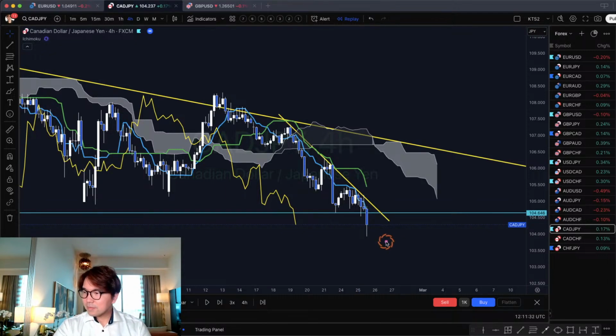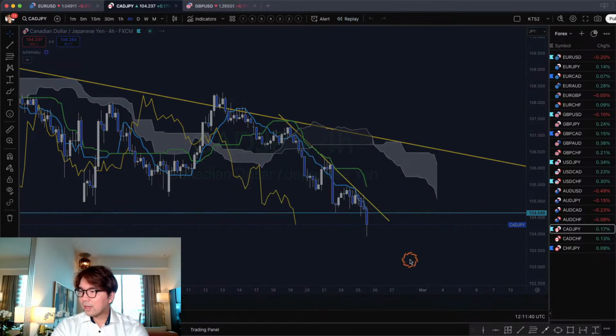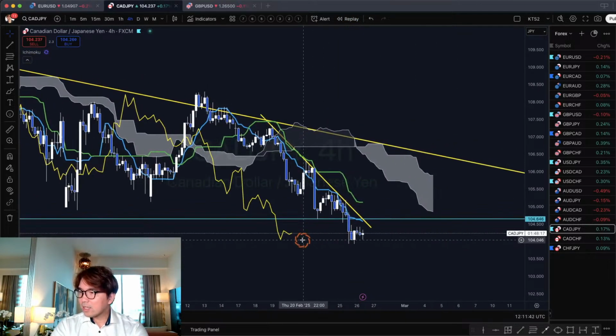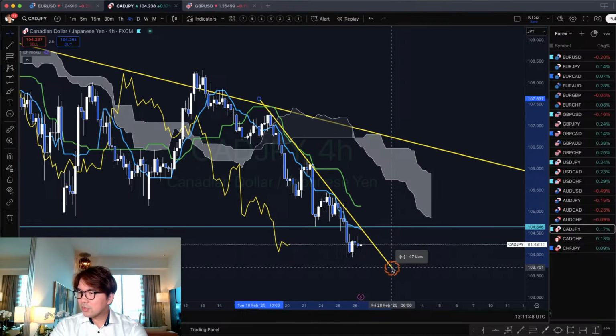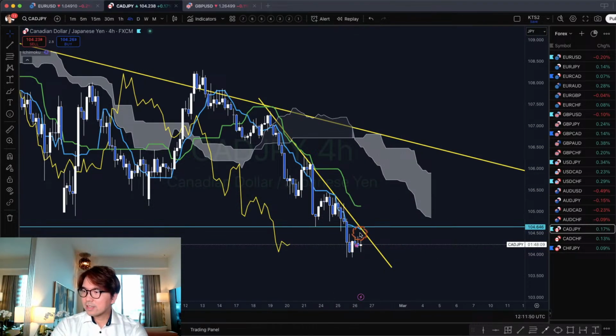So now the market is, hold on, let me stop the bar replay for now. And now the market is sideways, but this descending trend line is still valid. And also the Tenkan-sen resistance is still valid.